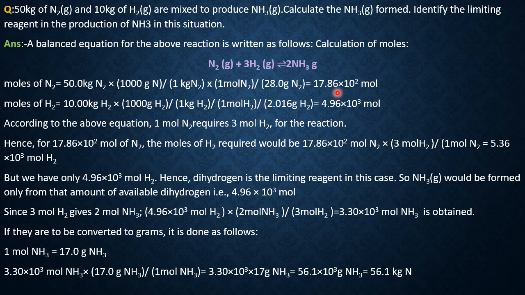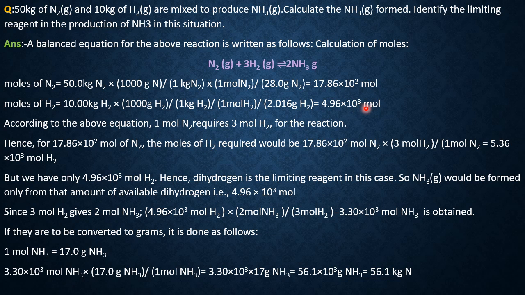Similarly, let us calculate how many moles of hydrogen are in 10 kilogram of hydrogen. Using the same method and same steps, 10 kilogram of hydrogen is equal to 4.96 into 10 to the power 3 mole. That means 17.86 into 10 to the power 2 moles of nitrogen is available, and 4.96 into 10 to the power 3 moles of hydrogen is available.